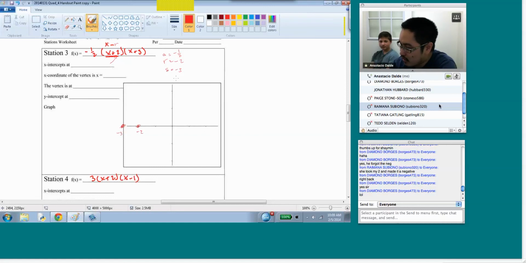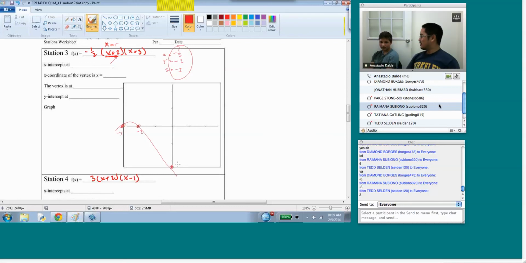So what is the y-intercept? It's this multiplied together. So what is -2 times -3, which is +6, right? -1/2 of 6. What is half of 6? 3. So it's -3. So your parabola kind of looks like that. You guys agree?